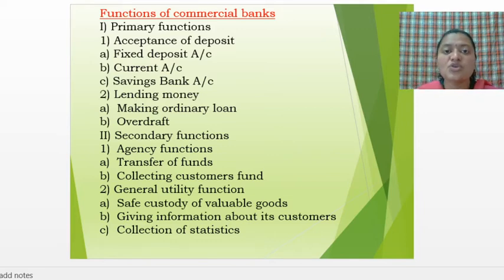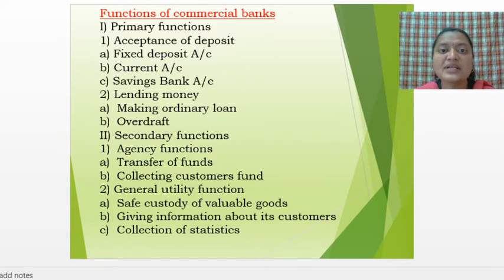The next one is overdraft. The bank also allows certain overdraft facilities. Overdraft means overdrawing a certain amount of money. So this is all about lending money. This was all about the primary functions.